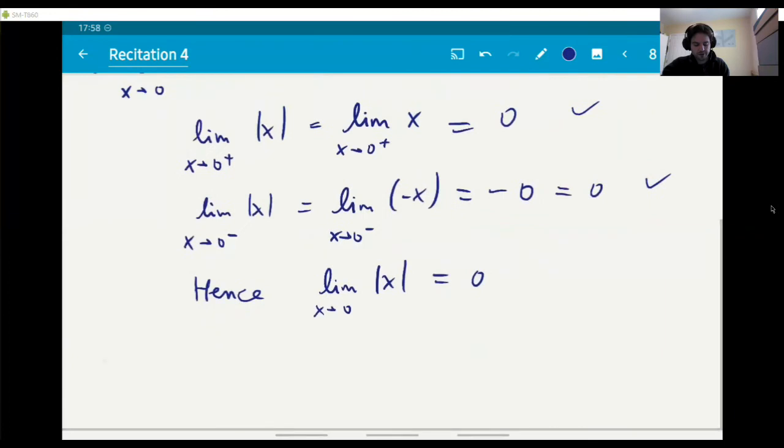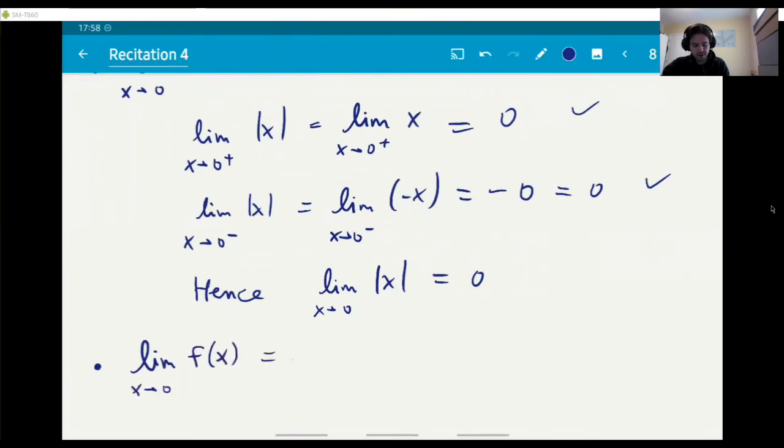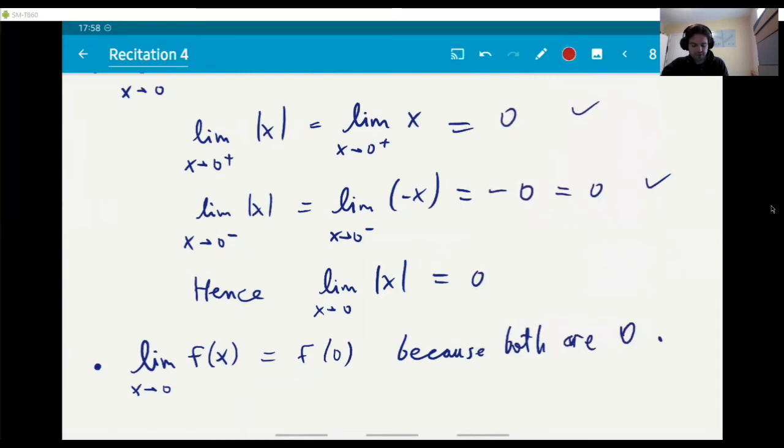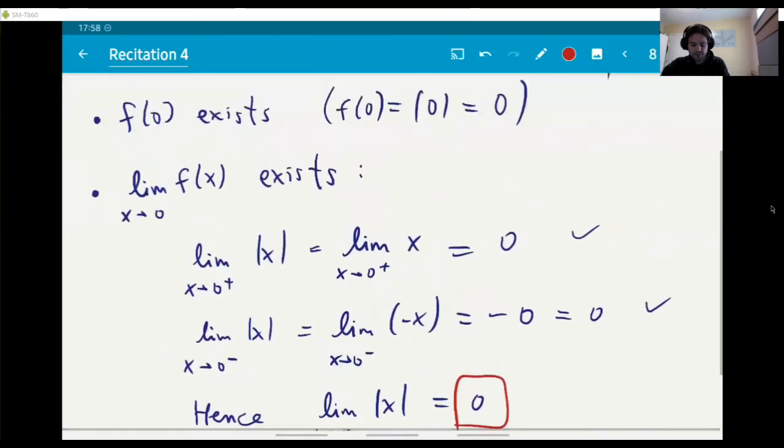And the third condition that needed to be satisfied is this: the limit exists, and it should be equal to the value of the function. This is true because both are 0. We just computed both of them. They are equal to each other because both are 0. So I guess there are a lot of zeros in this problem. I should probably circle the ones that we care about. It's this one, the value of the limit, and also this one, the value of the function. Both are equal to each other.